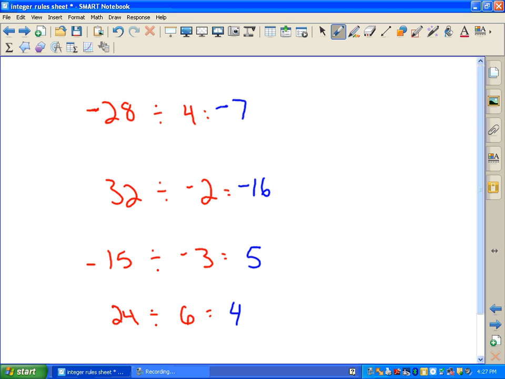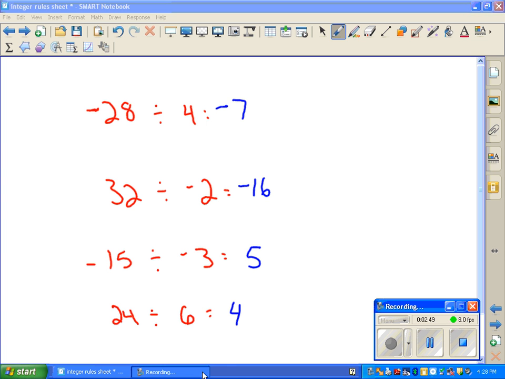So that is all you have to remember for multiplying and dividing. If the signs are the same, the answer will be positive. If the signs are different, the answer will be negative. And I just multiply or divide whatever the problem says.